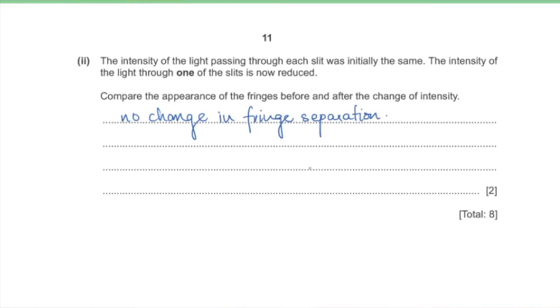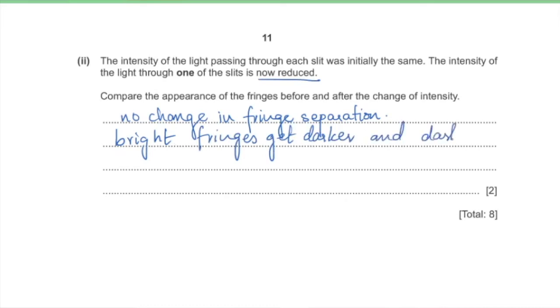The only thing which will change is going to be the darkness or the brightness. So because the intensity was reduced, the bright fringes will get darker and dark fringes get brighter. It will be vice versa if the intensity of the light was increased.